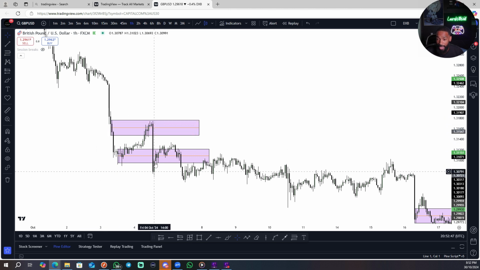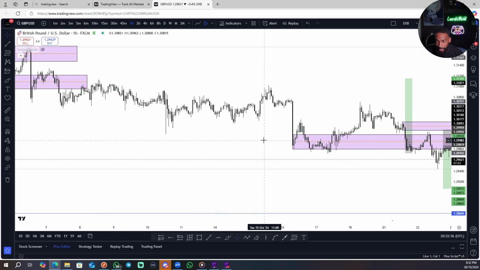This creates a lower high. This then creates the lower low. Lower high, lower low, right? So we don't want to be buying something when we know the structure is making lower lows and lower highs.